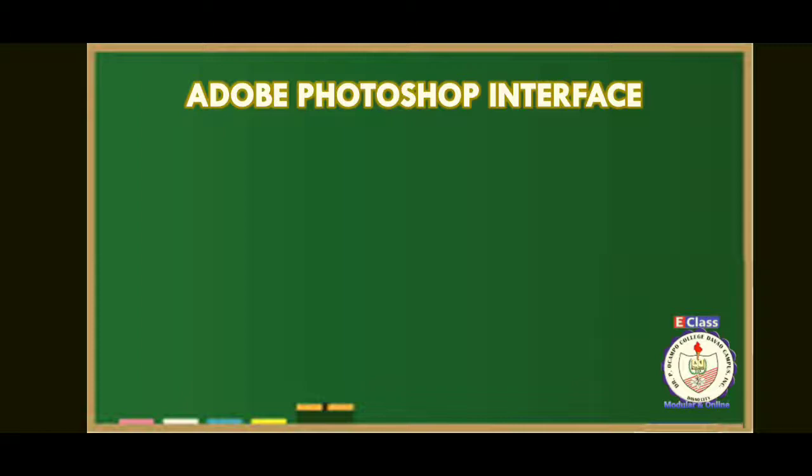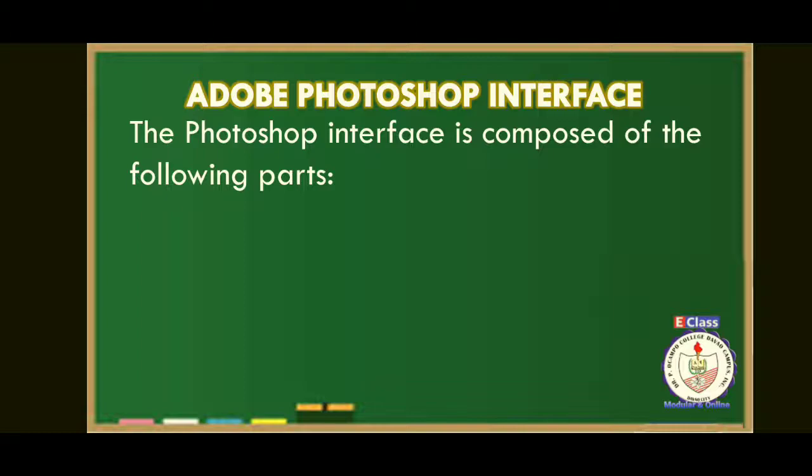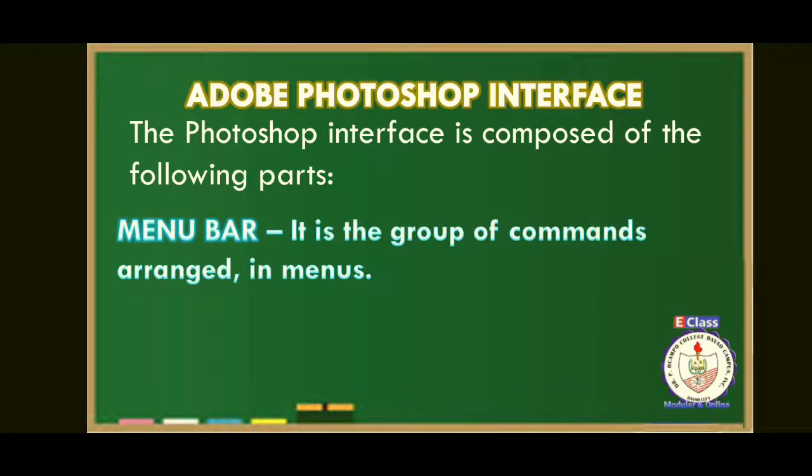Next, let's move on to the Adobe Photoshop interface. The Photoshop interface is composed of the following parts. One is the menu bar. The menu bar is a group of commands and menus. It is also the place at the top of the screen that includes items like File, Edit, Image, Layer, Type, Select, Filter, 3D, View, Window, and Help.